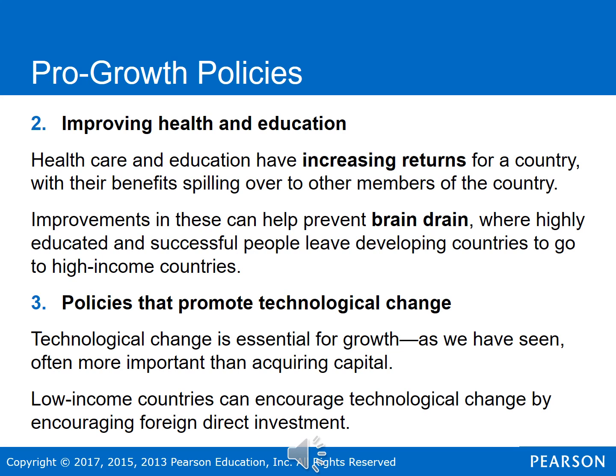Next is policies that promote technological change. One of the lessons from the Solow growth model, this model of economic growth we've worked with, is that technological change is more important than increases in capital in explaining long-run growth. So when we have government policies that facilitate access to technology, these are crucial for low-income countries. And the easiest way for a developing country to gain access to technology is first through foreign direct investment, where foreign firms are allowed to build new facilities or to buy domestic firms.